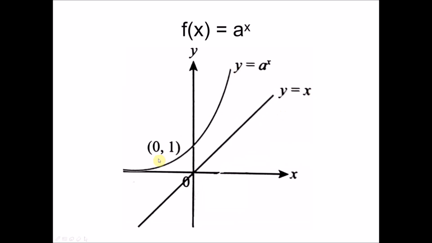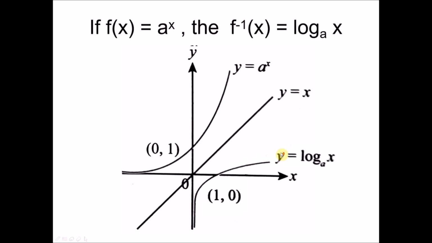Okay, so this is f(x). So the f inverse will be the reflection of this line onto this line, which is y equals x. So when you reflect this, it will be reflected to this side here. And then since we already learned that if f(x) equals a to the power of x, then the f inverse will be log base a of x.